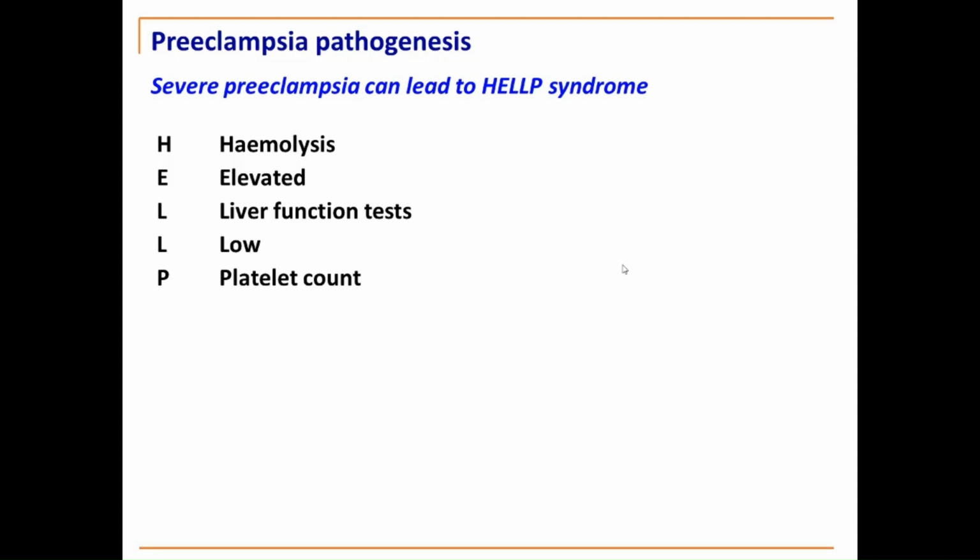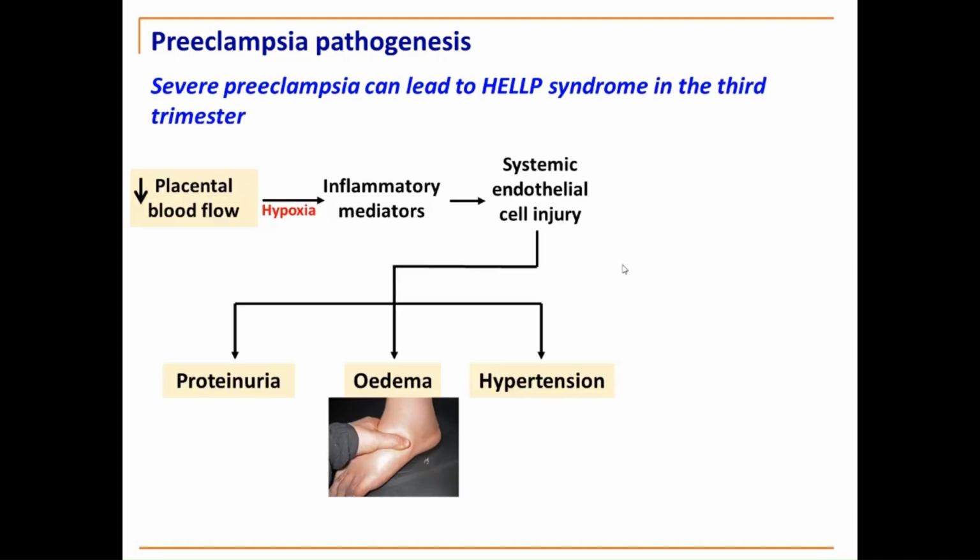There is a risk of disseminated intravascular coagulation, that's also called DIC. There's a risk of cerebral hemorrhage. There's a risk of hepatic failure and also acute renal failure. And thrombocytopenia, which is your low platelets, is due to platelet deposition at the sites of endothelial injury. So severe preeclampsia can lead to the HELLP syndrome in the third trimester.